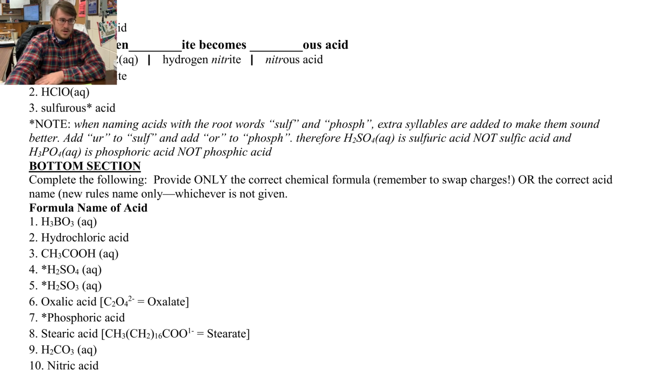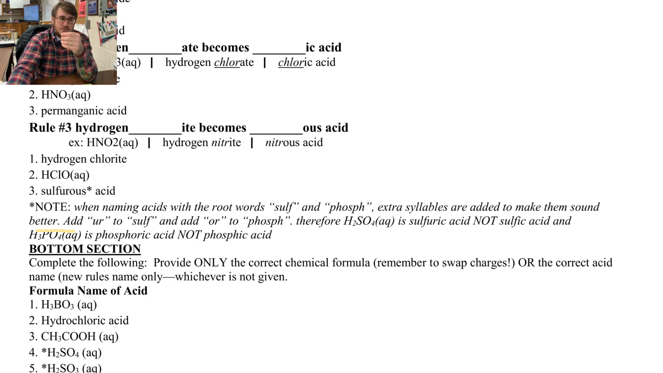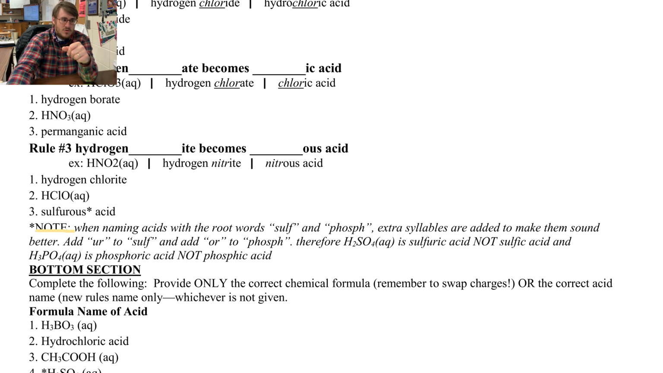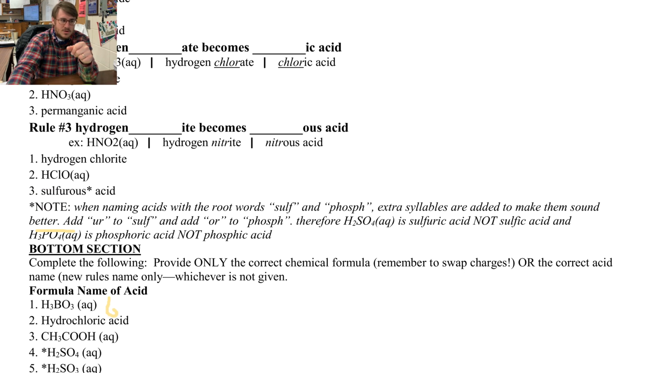So look at number 1, it's H3BO3. I can say the old name to myself. That's hydrogen borate. But hydrogen borate means I look at rule 2. Hydrogen borate becomes boric acid. I just need to write the new name, and I'm just going to write boric acid. You get it. You follow what I'm getting at right now?